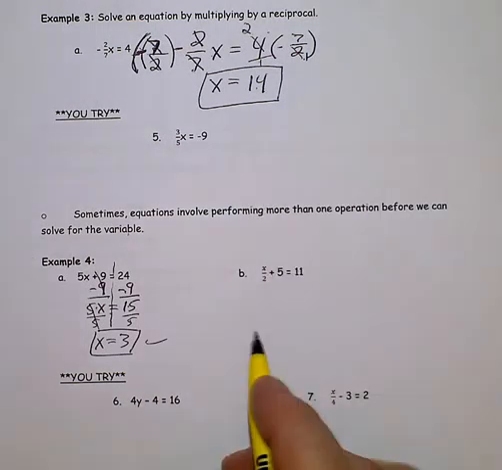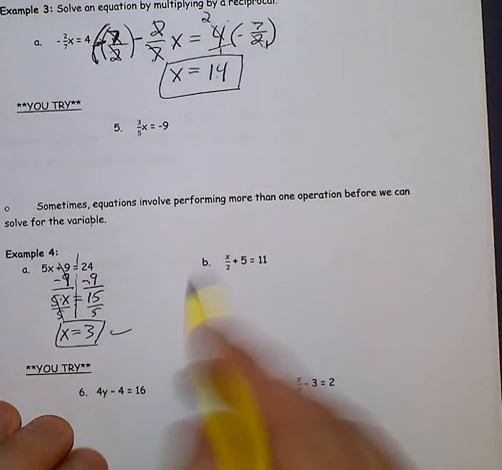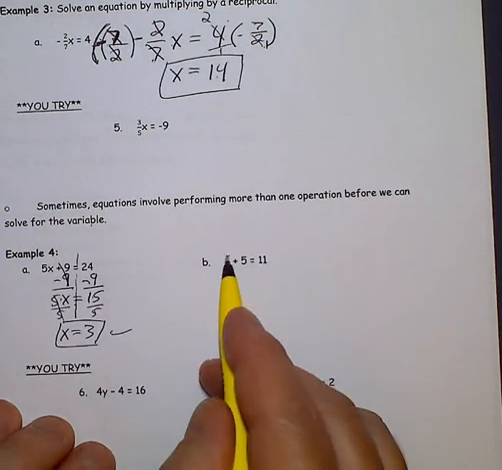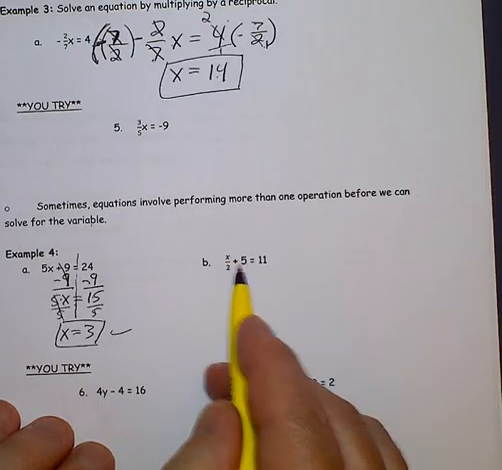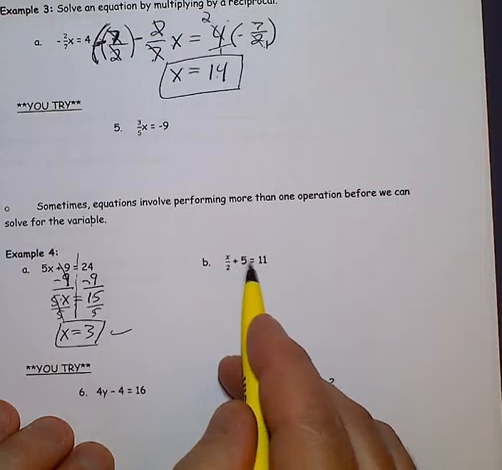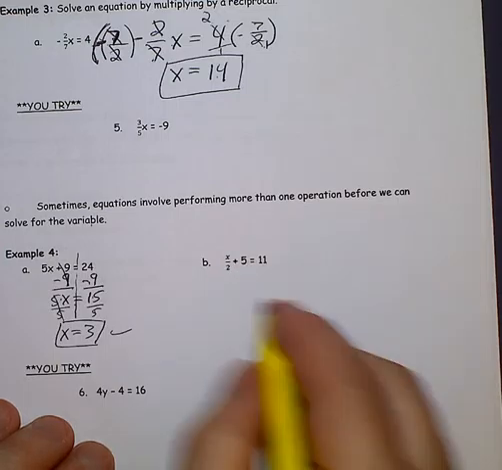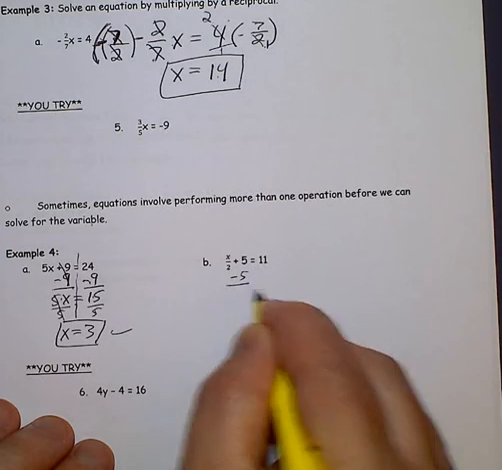Alright. I'm going to do one more, and then you're going to have a couple U tries. So we have a couple operations going on. We have a fraction here, or x is being divided by 2, and then 5 is being added to it. And that equals 11. So first thing I should do, I got to get rid of that addition and subtraction. I want to undo that addition by subtraction.